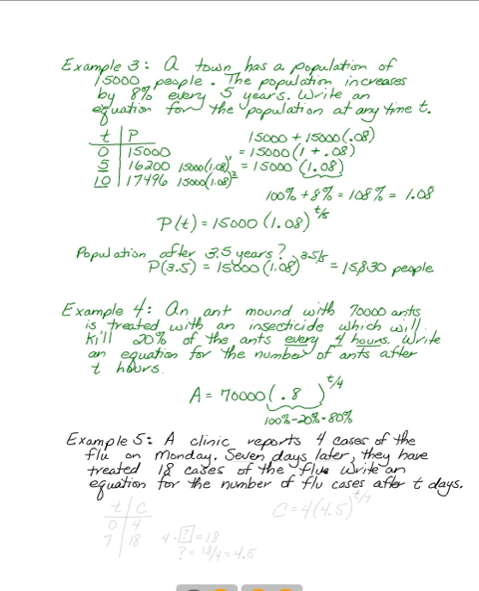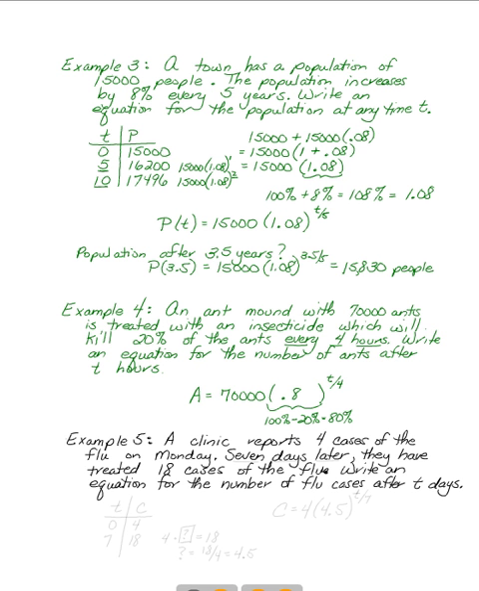And again, you could use that equation to find out how many ants there were at any particular time, or how long maybe it took for the ant mound to only have, say, 100 ants, and so on. So we can use that equation. Let's look at example 5.